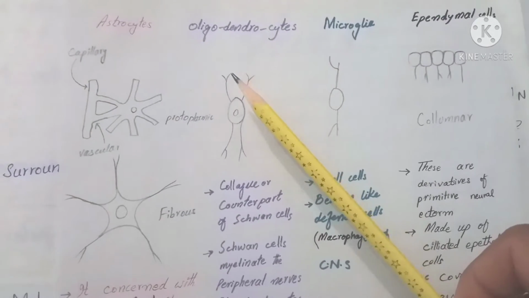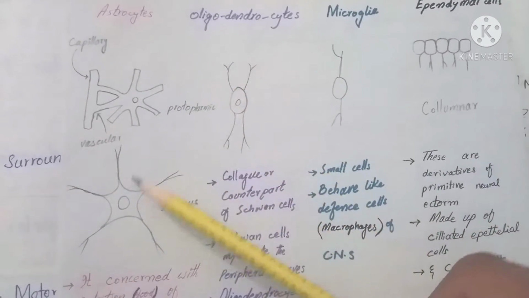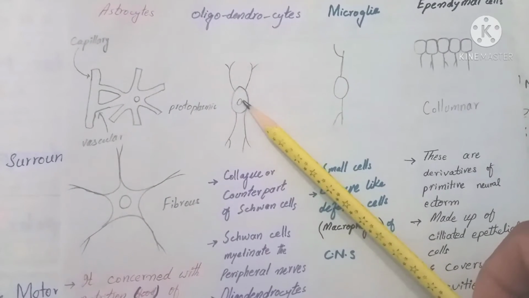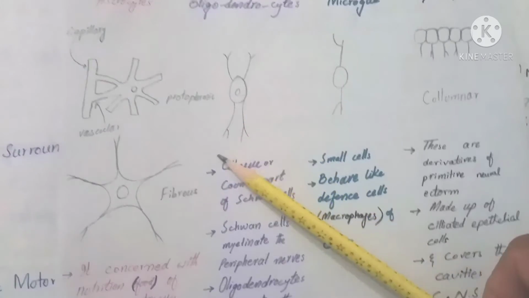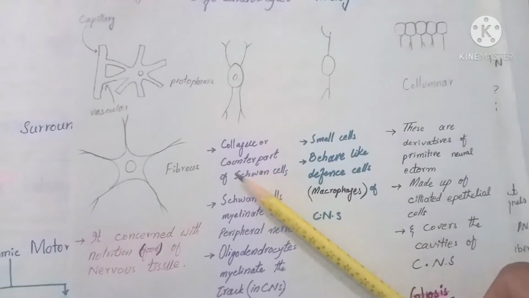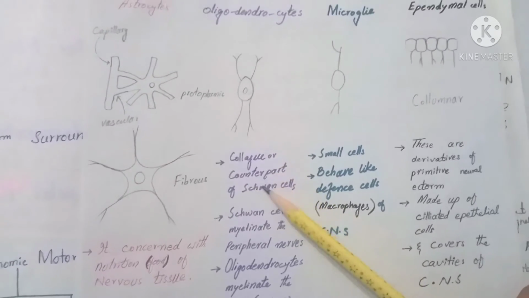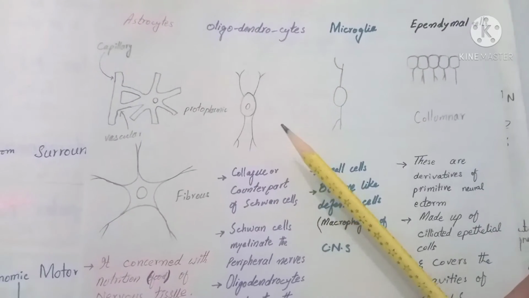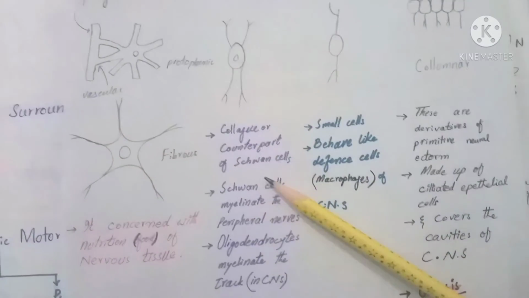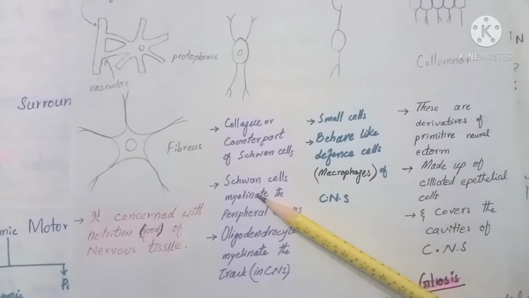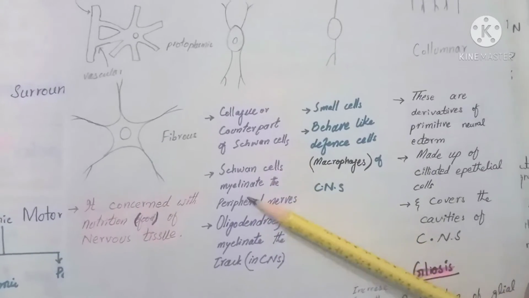The second type is oligodendrocytes. You can see it has fewer branches than this, and has a nucleus as well as cytoplasm or protoplasm. It is the colleague of Schwann cells. Schwann cells and oligodendrocytes work the same. The only difference is this: the Schwann cells are in the periphery, and the oligodendrocytes are in the CNS.